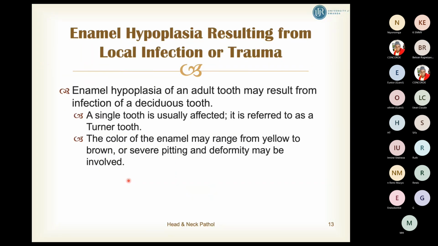So we can also have enamel hypoplasia resulting from local infection or trauma. Enamel hypoplasia of a permanent tooth may result from infection of a deciduous tooth. So when a single tooth is usually affected, it is referred to as a Turner tooth. The color of the enamel may change from yellow to brown, or severe pitting and deformity may be involved.